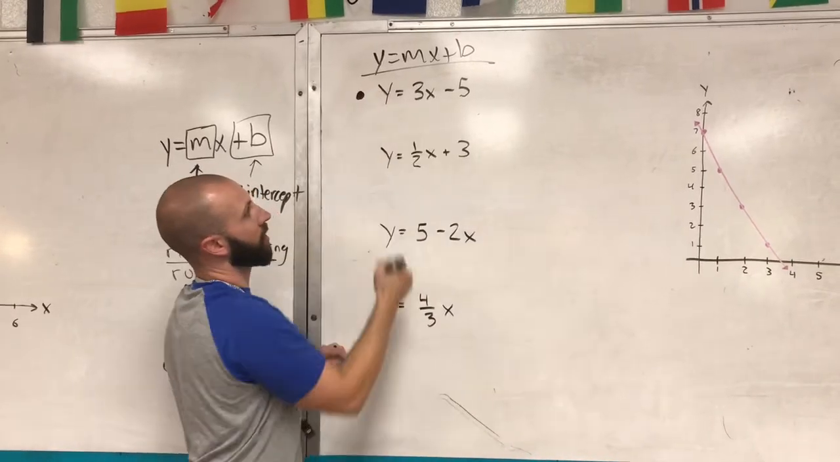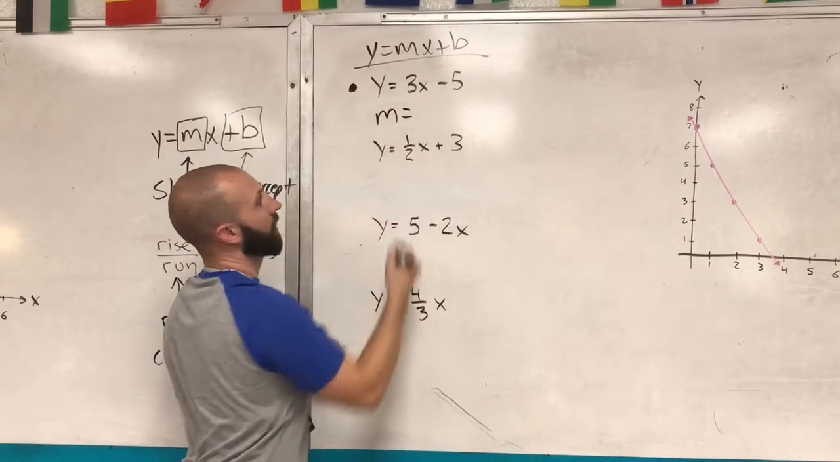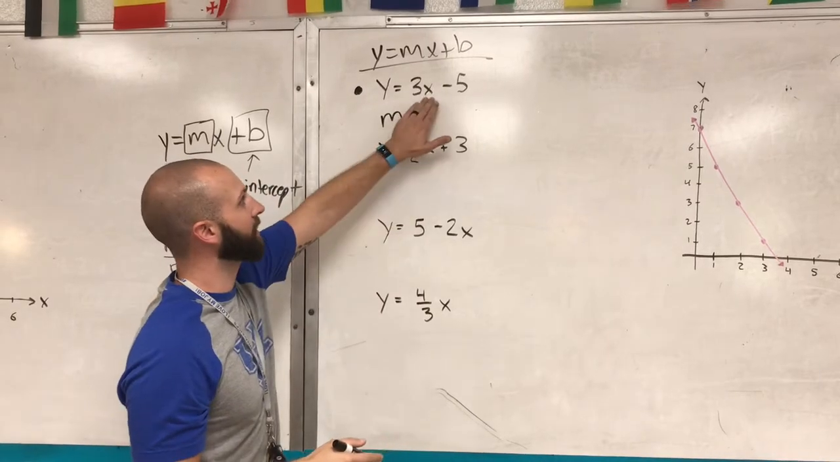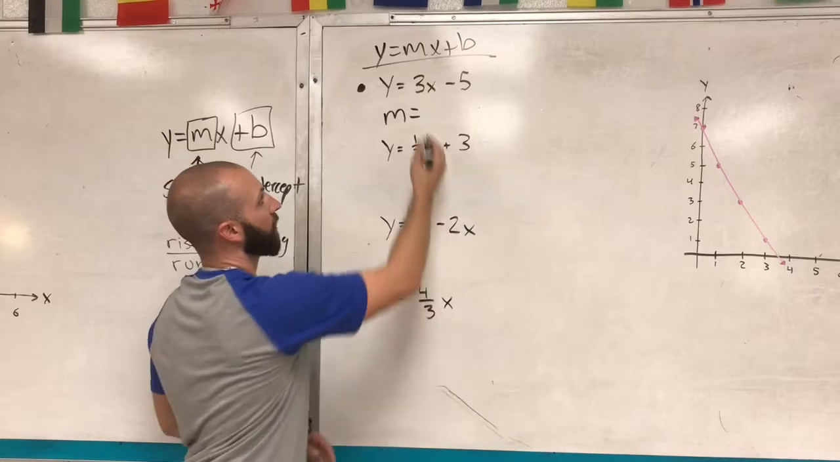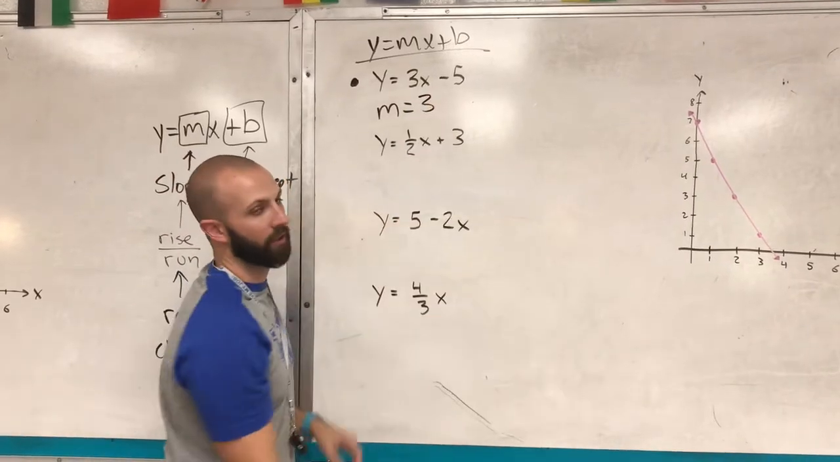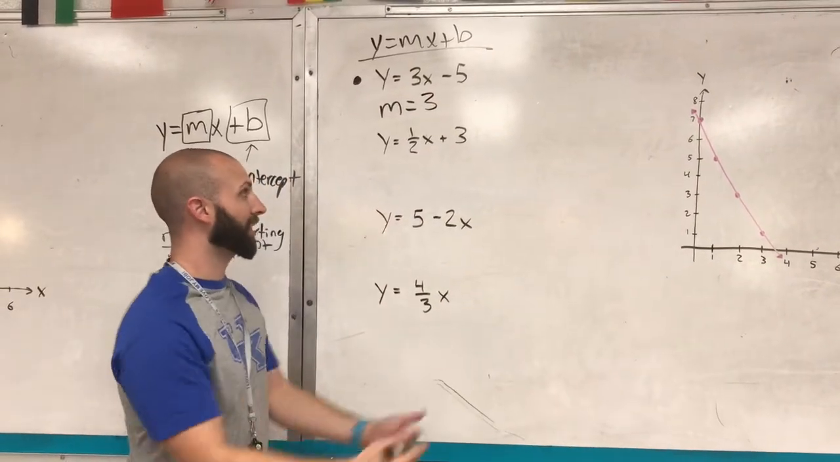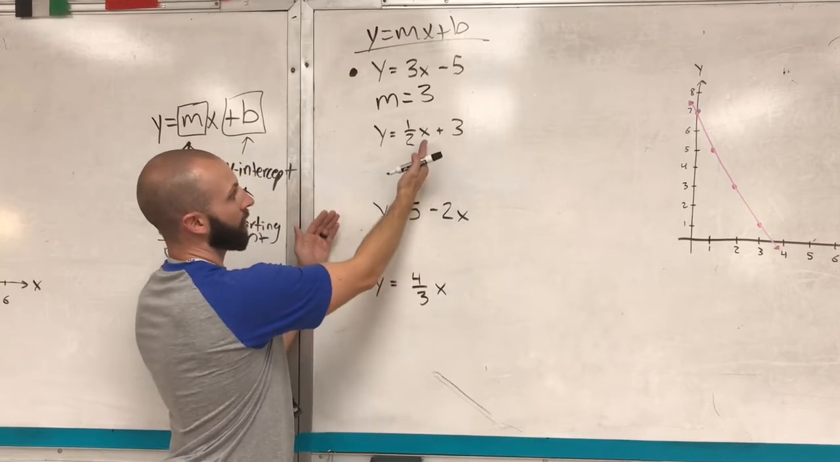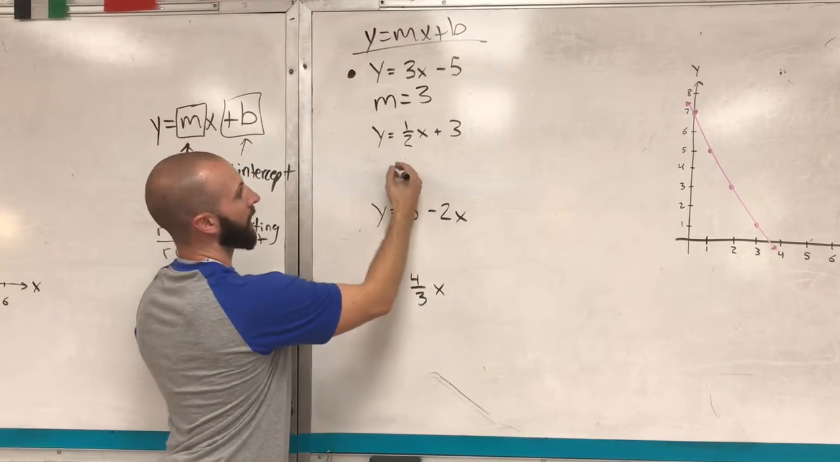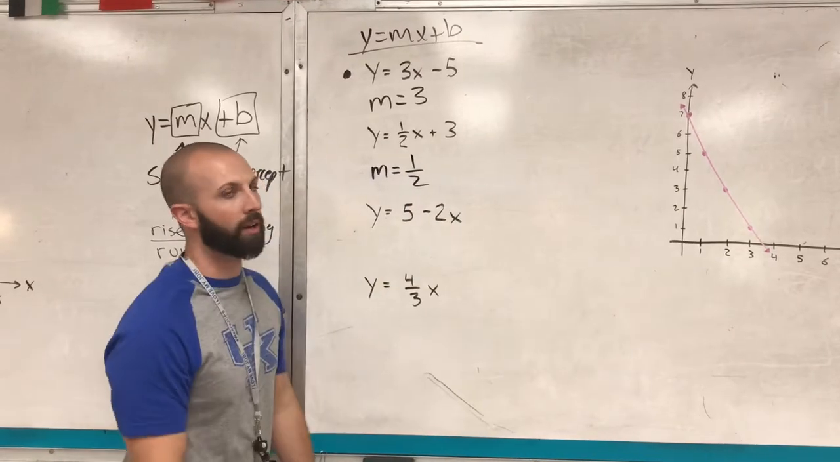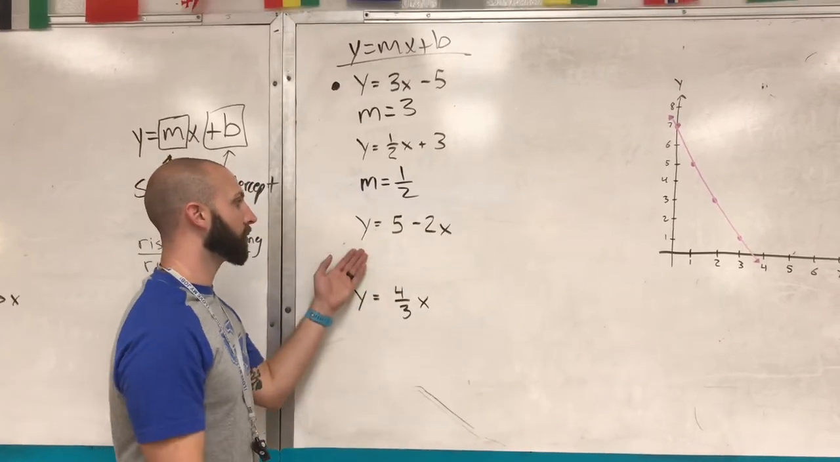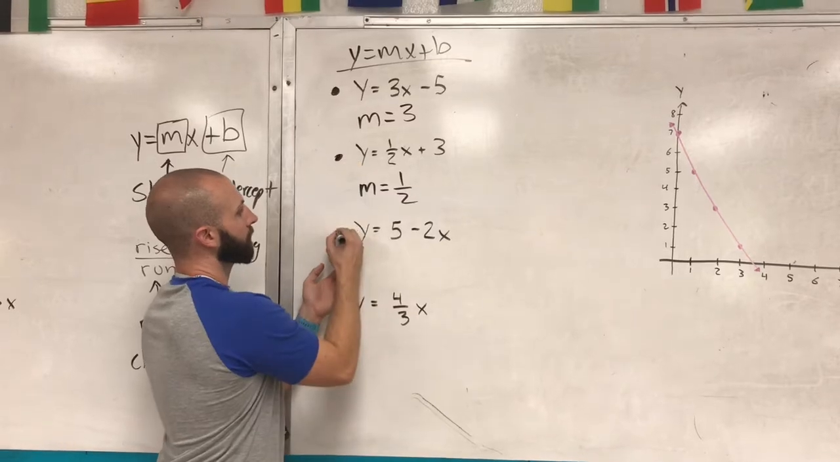In this problem right here, m is going to equal what is next to the x. Wherever the x is located, right next to it is m. So in this case, m is 3. Okay, let's go to the next one. Find x, right next to it is 1/2. So m equals 1/2.